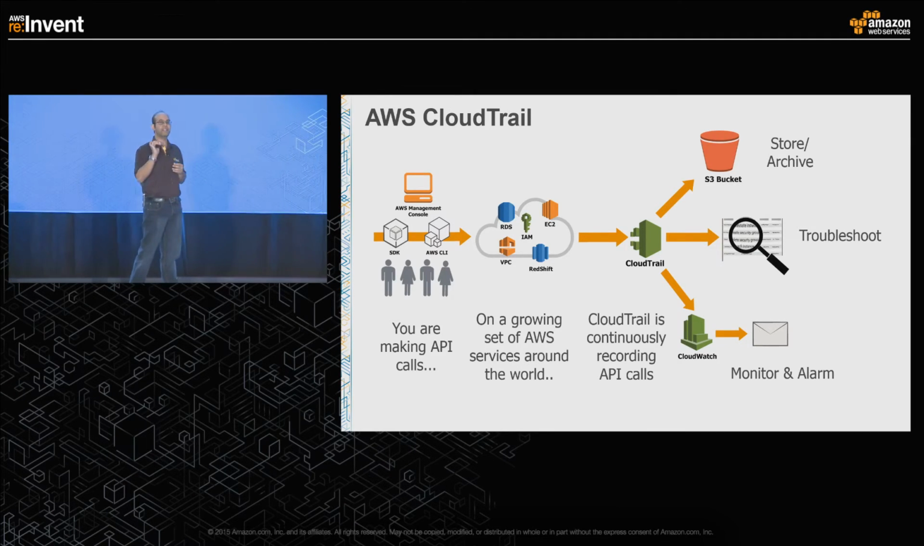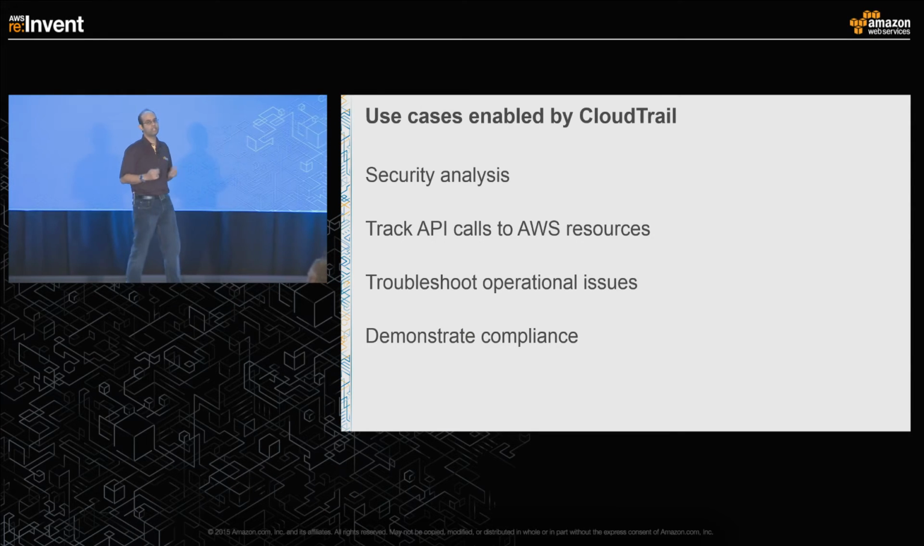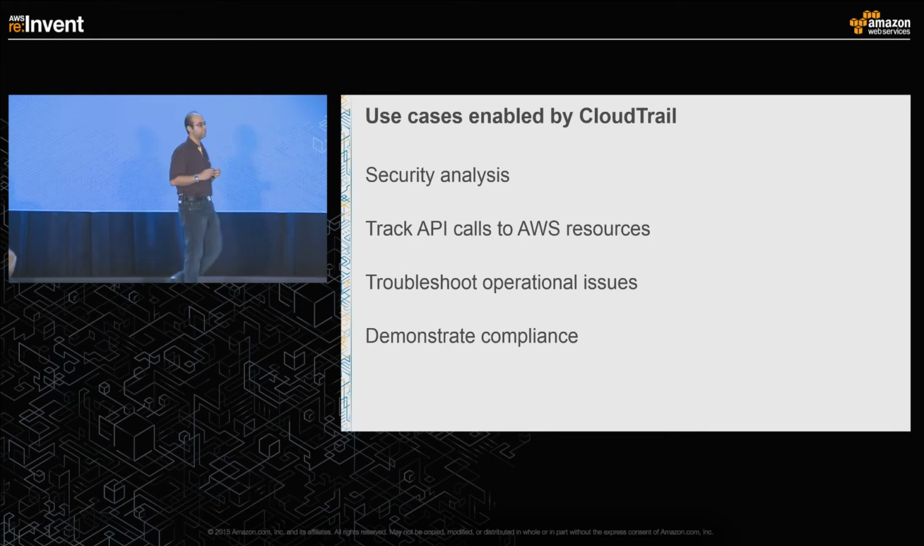CloudTrail is continuously recording all of these API calls. It's storing them for you in an S3 bucket for archive, if that's the first purpose. It's making them available to you in the portal for troubleshooting, for really quick search. And you can send all of these logs into CloudWatch to actually set up monitoring and alarms for that. There are several use cases which CloudTrail will enable for you. Security analysis, track API calls, troubleshoot, demonstrate compliance. All of these are use cases which CloudTrail helps with.